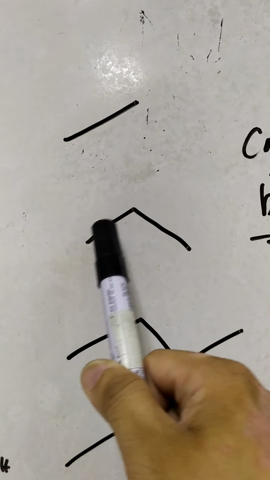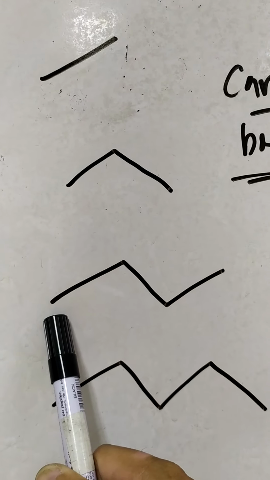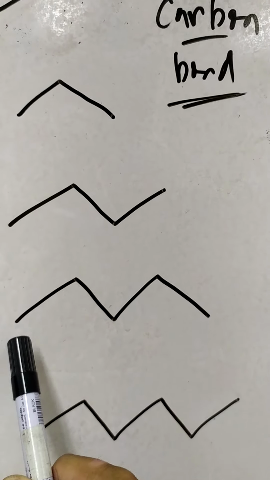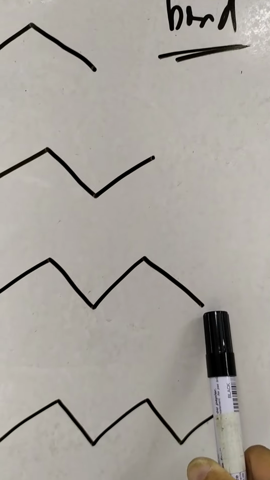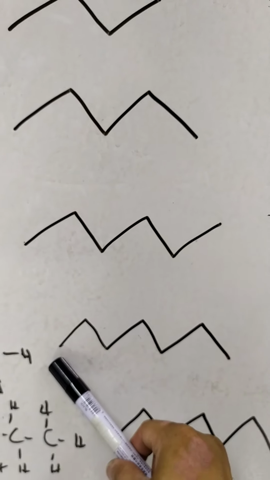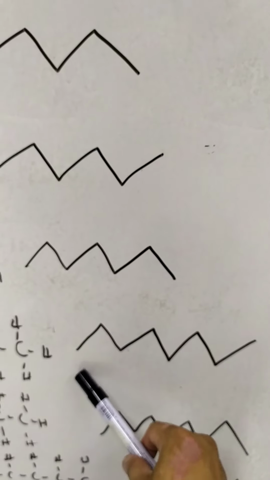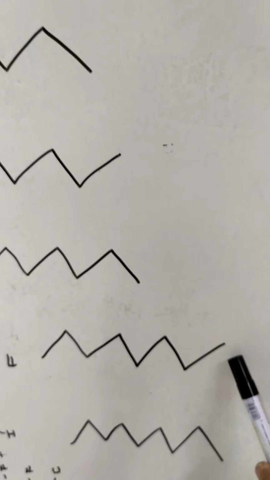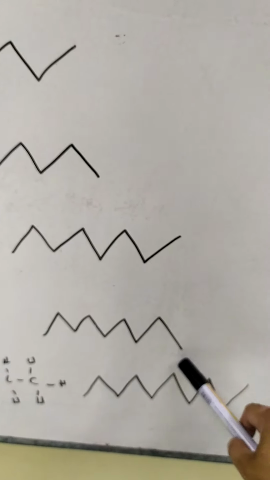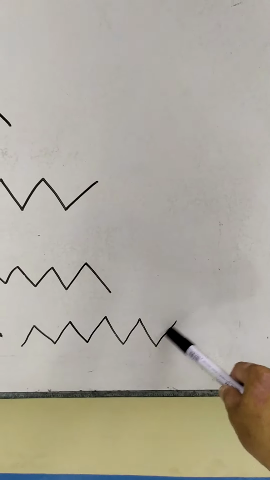So ato na siya, tingnan na ang iyang form. If you have butane, it is 1, 2, 3, 4. Pentane 1, 2, 3, 4, 5. Hexane 1 to 6. Heptane 1 to 7. Octane 1 to 8. Nonane 1 to 9. And decane 1 to 10.